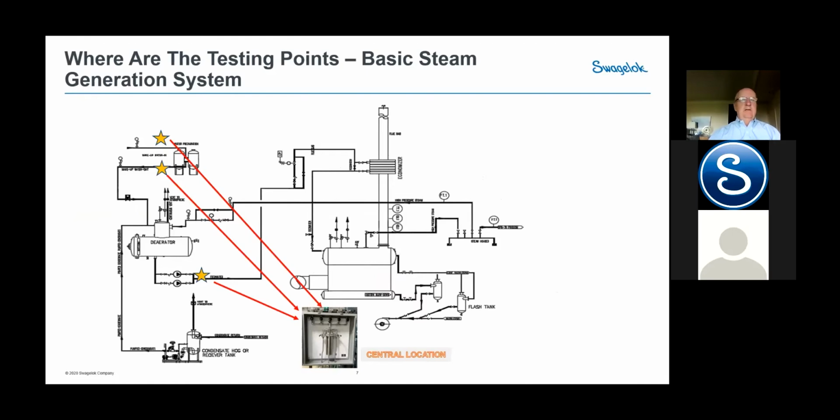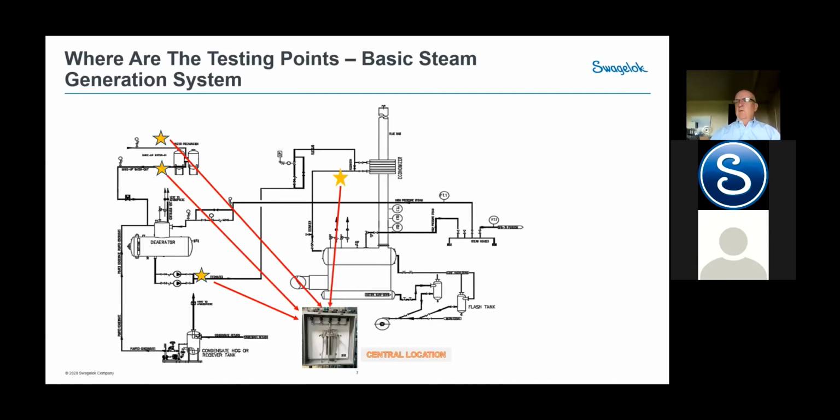Next thing is that we're taking a sample off the deaerator system, typically downstream of the feed pumps, prior to going into the boiler operation. There we're looking at sulfite residual or the remaining oxygen in the feed water system.